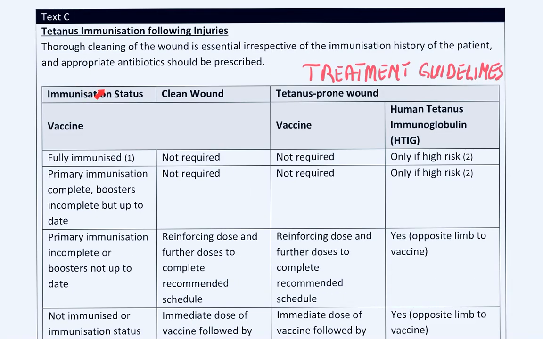So guys, if you pay attention to the questions, you'll be guided to the right text. Because of the word management, I was able to think about treatment guidelines. Okay, then I can see from here a similar sentence. Thorough cleaning of the wound is essential irrespective of the immunization history of the patient, and appropriate antibiotics should be prescribed. So what is missing here? Antibiotics, okay? All right.